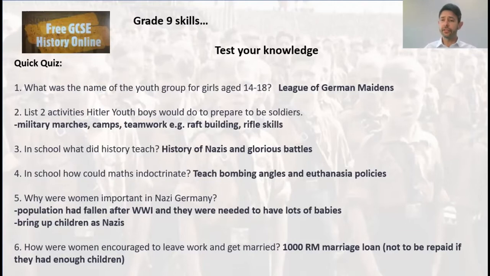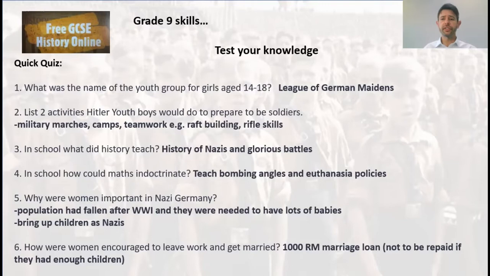So in school, what did history teach? Well, it taught how to be a Nazi, a committed Nazi, by learning the history of the Nazi party. Also, a committed soldier, somebody who was nationalistic, looking at the glory of battles fought. You could also talk about how the Treaty of Versailles was unfair and how they should try and overthrow that treaty. But again, that love of Germany, wanting to make Germany great.